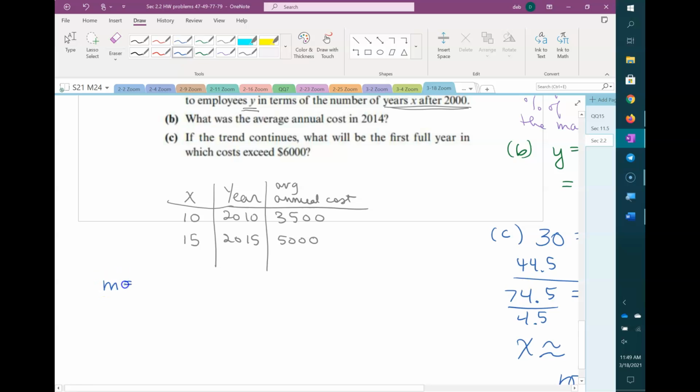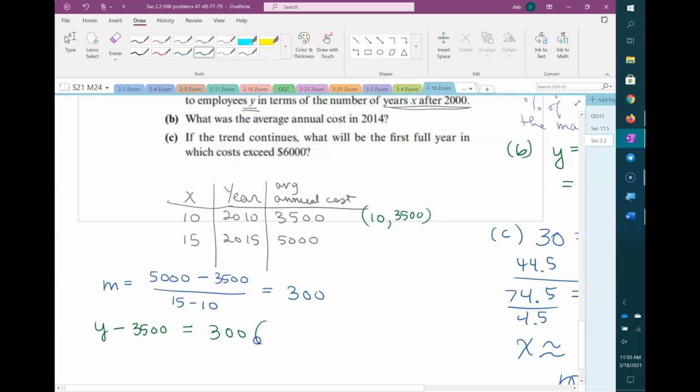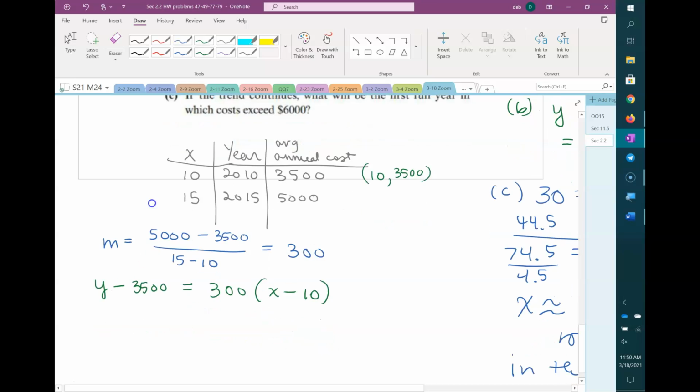So I need a slope of my line, so I'm going to have the second Y minus the first Y over the second X minus the first X. And I'm getting 300 for that. Then I'll use the point 10 comma 3,500 for my point slope form. So I'll have Y minus 3,500, only 2 zeros, equals M the slope 300 times X minus 10.